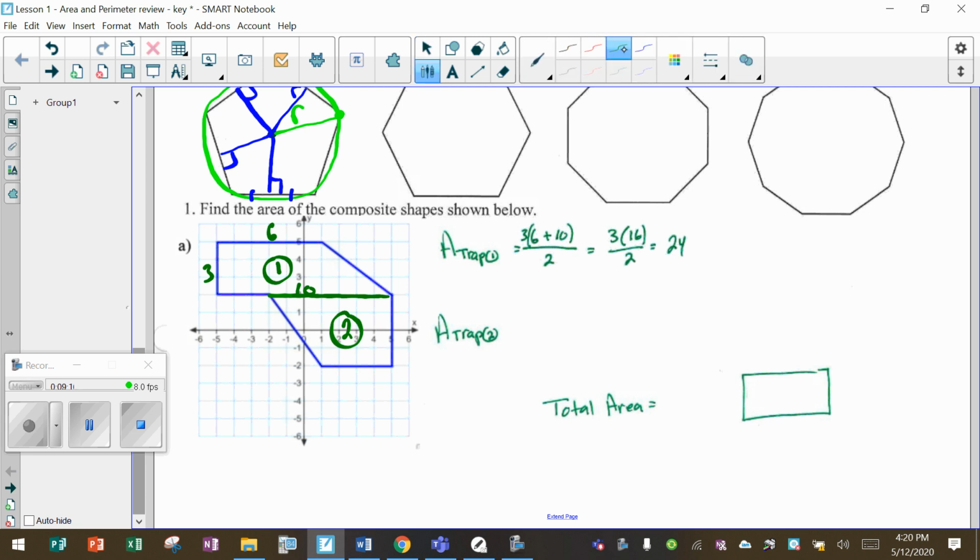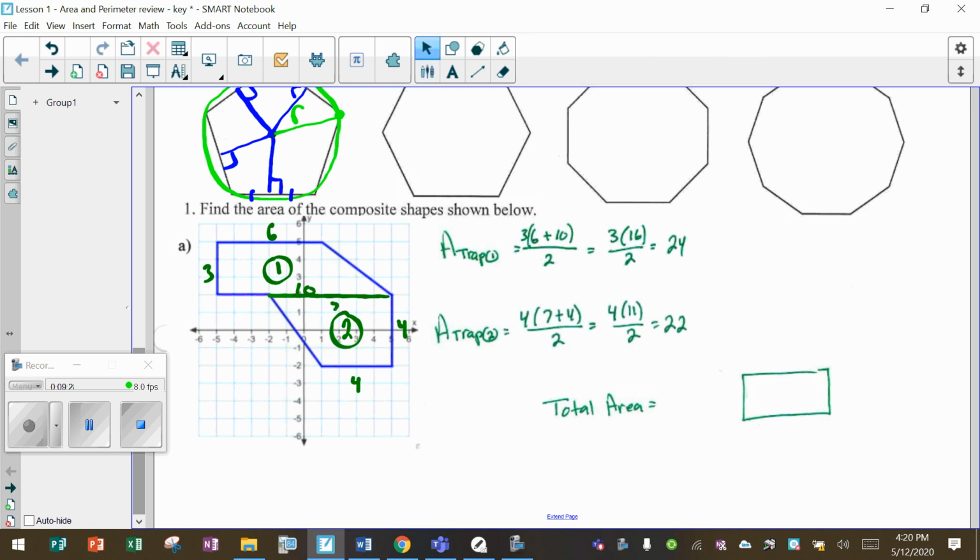And I go back to the other trapezoid. Height of 4. Base of 4 there. Base of 7 there. I have my numbers. I have my formula. Total area, I add them together. Bada bing. We have the area of our composite shape. All right. Next page.